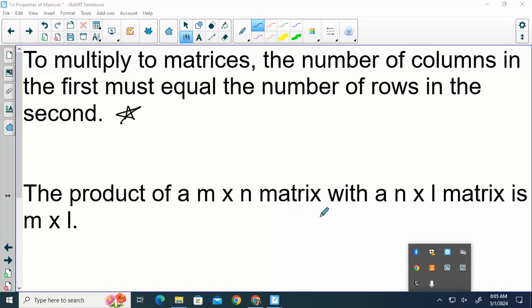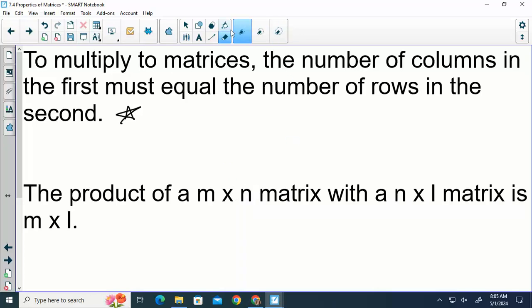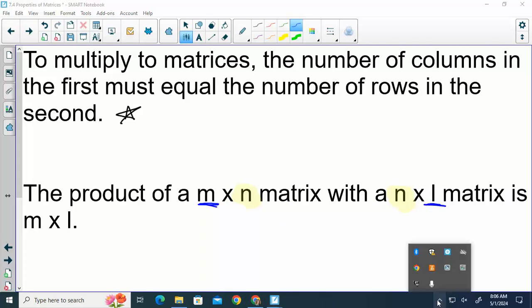Multiplying the dimensions of the two matrices will show you the dimension of your answer. So in order for it to work, remember this is rows by columns. The columns in the first one, so if I have an m by n, that's n columns, has to equal the number of rows in the second one. If those are equal, we can multiply them, and the size of our final answer will be m by l. And I'll show you that with actual numbers and matrices in a second.